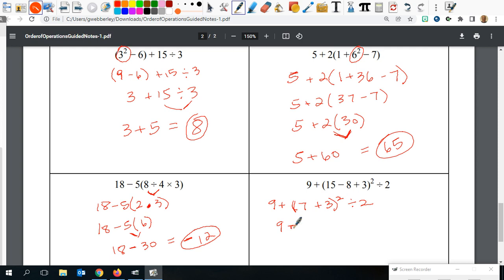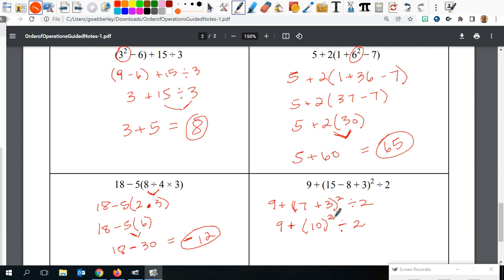Okay, so inside parentheses, what number does that become inside the parentheses? 10. Because we got 15 minus 8, we're showing 7 here. 7 plus 3 is 10. So now that's 10 squared. So exponent would be next. Okay, so we did parentheses. Now will be exponent. And so we're going to do 10 squared.